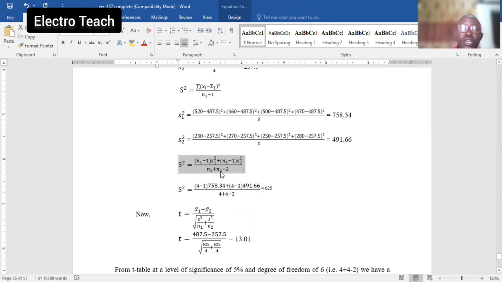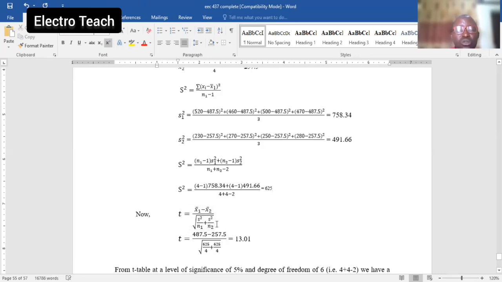Then we need the number of items in each variable of interest. We have there as 4. So when we substitute that into the formula, we have this pooled estimate of variance s squared: 4 minus 1 multiplied by 758.34 plus 4 minus 1 times 491.66, everything divided by 4 plus 4 minus 2. The answer is 625. So now we can go ahead and calculate the t value.